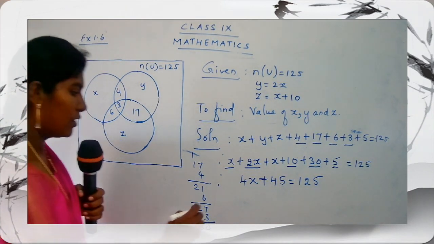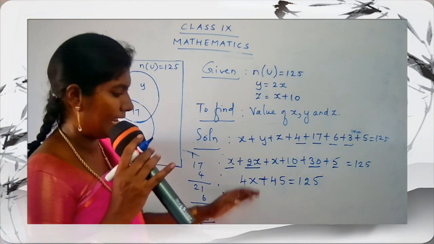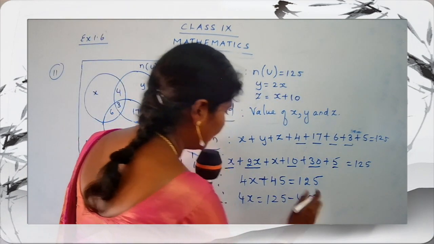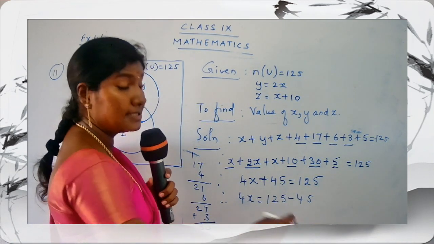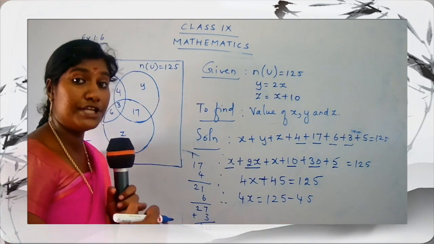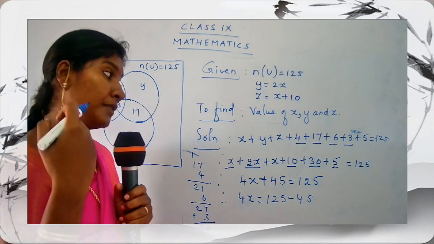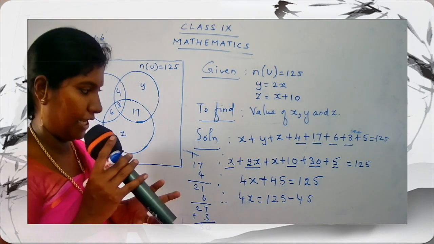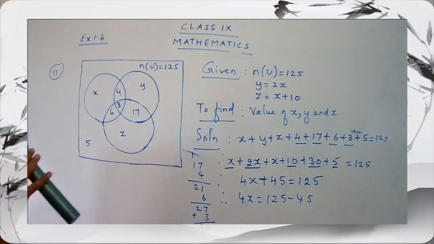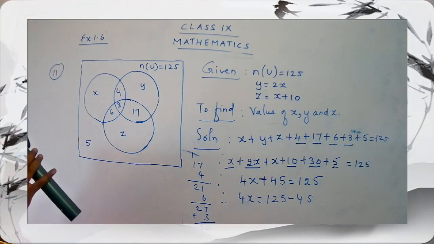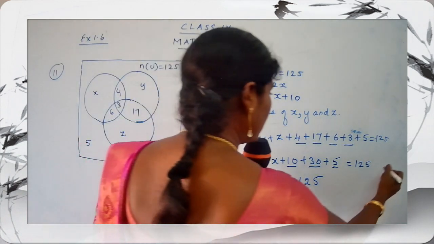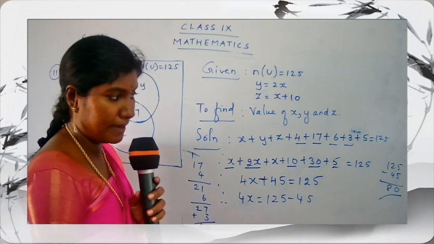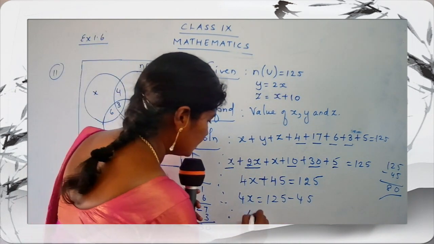Clear? Okay. So now what I'm going to do is keep the variable on one side and take the numbers on the other side. So 4x is equal to 125 minus 45. The plus 45, when it goes to the RHS, I have told you the sign will change. Plus will change into minus, minus will change into plus, multiplication will change into division, and division will change into multiplication. Okay, children? So 4x is equal to 125 minus 45. Let us simplify it further. 125 minus 45 gives you 80. 5 minus 5, 0. 12 minus 4, it's 8. So 4x is equal to 80.